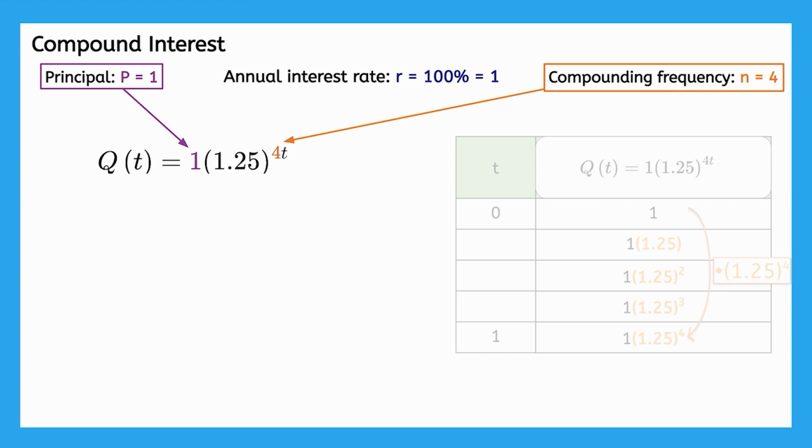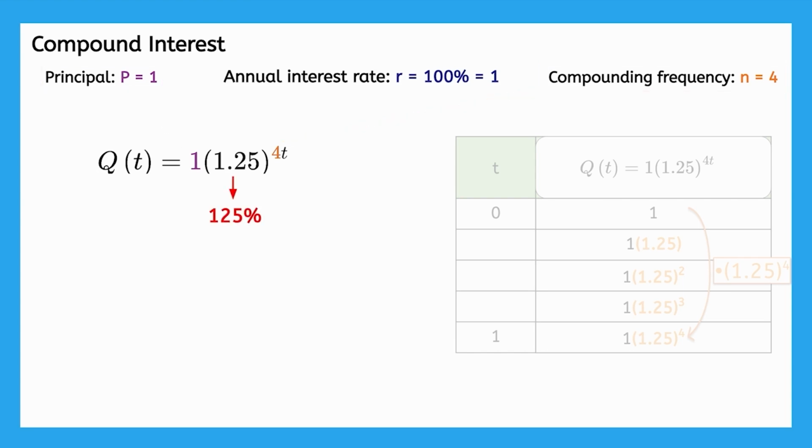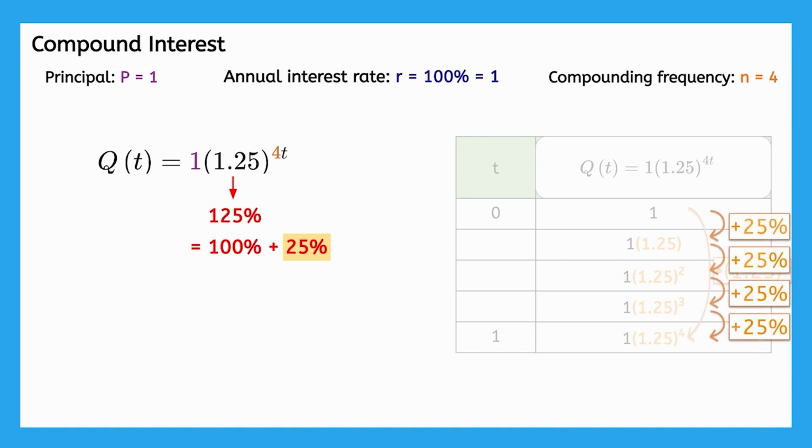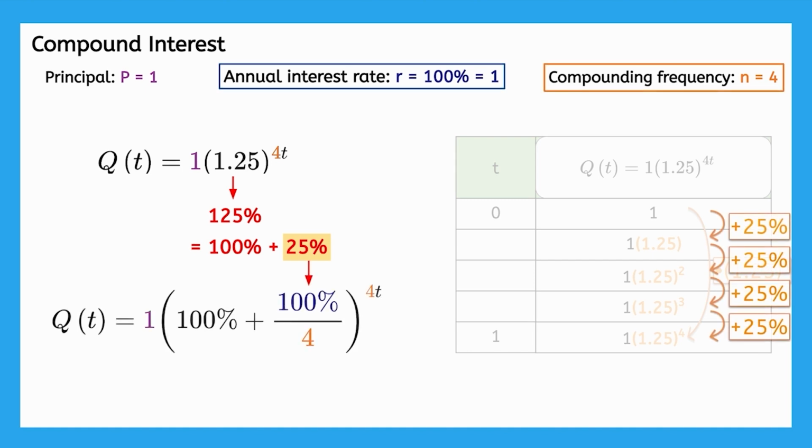Remember, the 1.25 represents 125%, which is the factor that adds the 25%, which came from dividing our annual interest rate of 100% by the compounding frequency of 4. However, to get the 1.25, the percents need to be written in decimal form. So instead of 100%, we write 1.